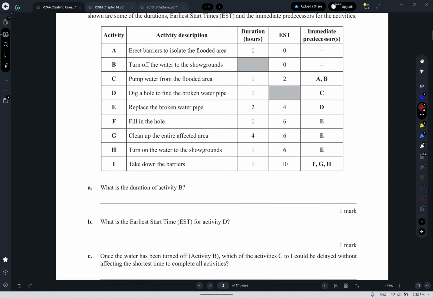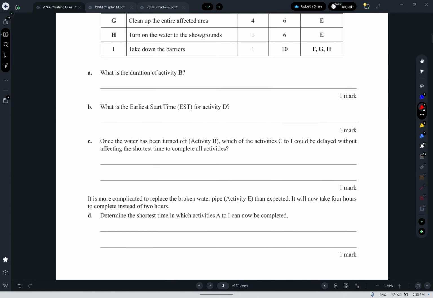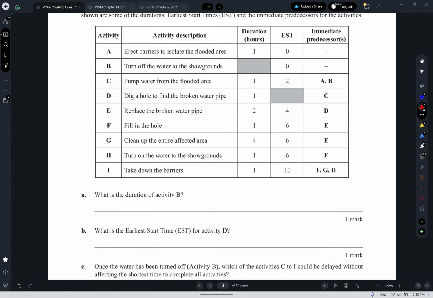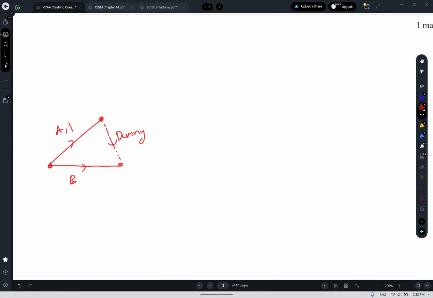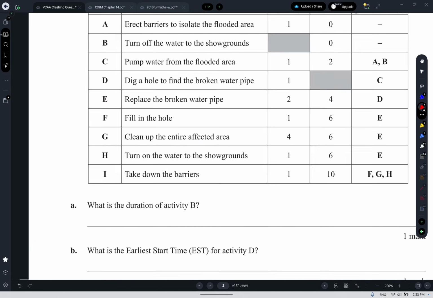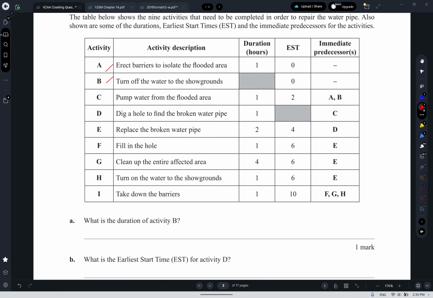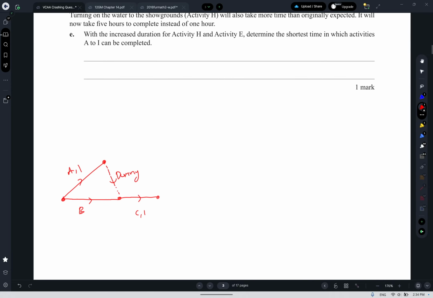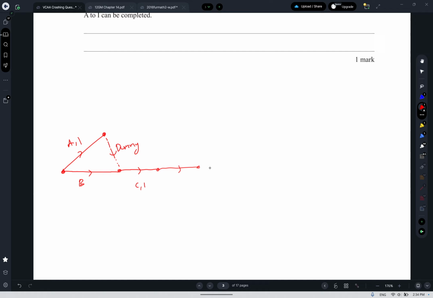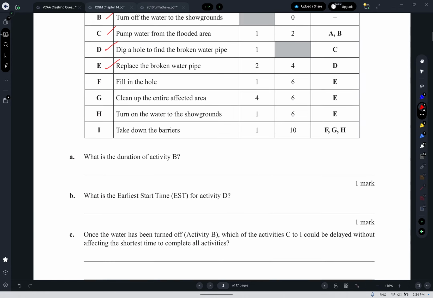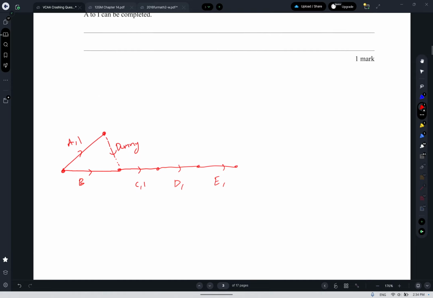So the duration of A is 1, and we don't know the duration of B yet. C comes after A and B with a duration of 1. So I've got A, B and C checked off. D comes after C, E comes after D, so it goes D then E. We have a nice little straight line going on. The duration of D was 1 and E was 2.